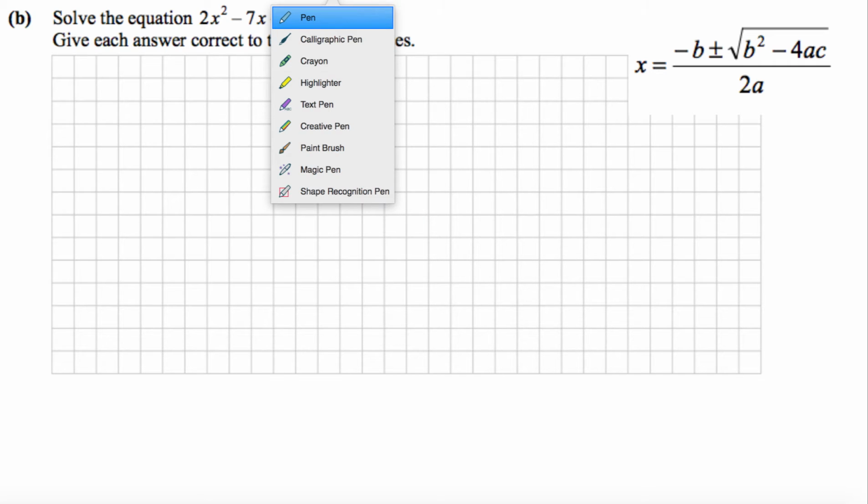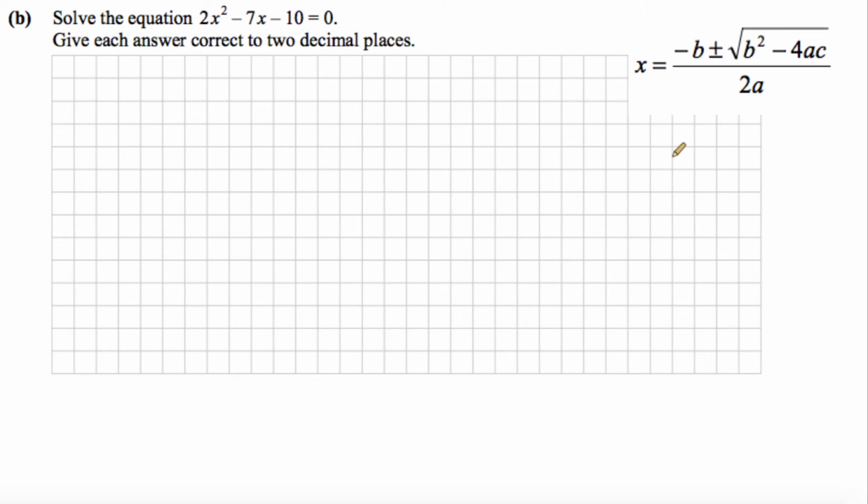This formula applies for a quadratic that looks like ax squared plus bx plus c equals 0. So that's what the a, b and c stand for. They stand for the coefficients of x squared, x, and then the constant term at the end. So we're going to look for the a value, which is 2, and put it in everywhere we see a in the formula. Then our b value, which in our case is negative 7, we put in there and there. And then finally our c value, which is negative 10, is put in there as well.